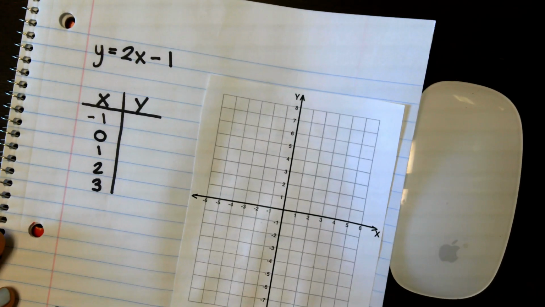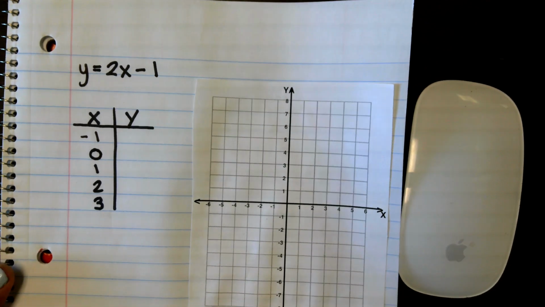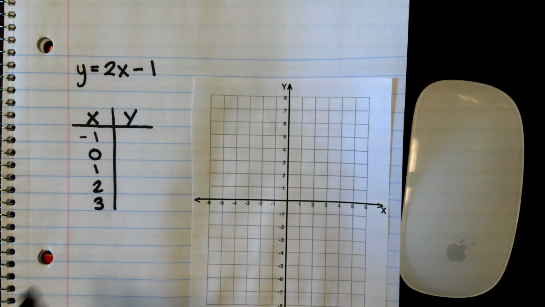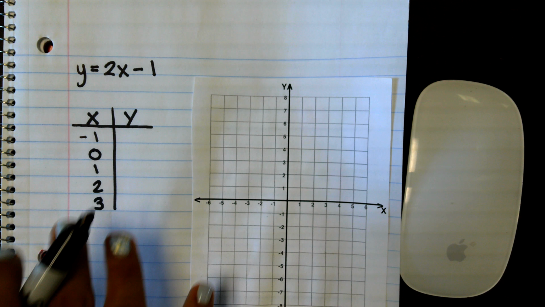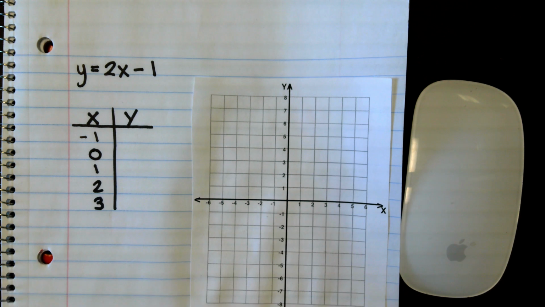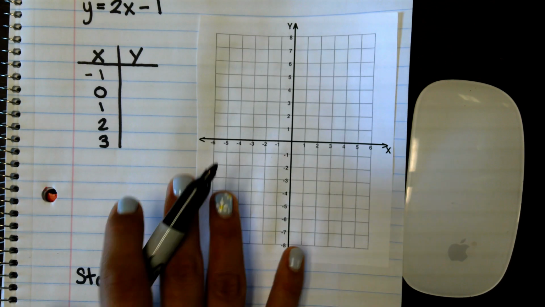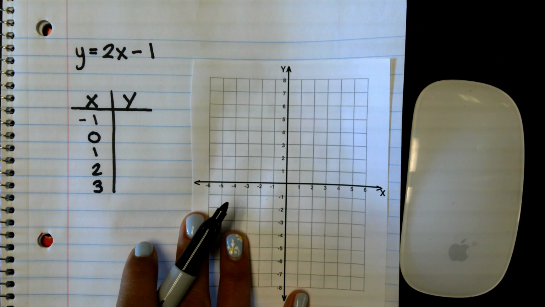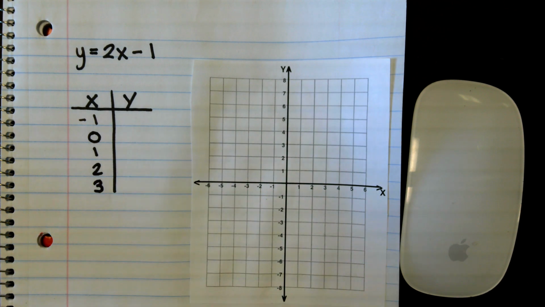So sometimes when you're dealing with multiple representations, you will start with an equation. You'll be given an equation, and then you get to create a table, graph, and a story that go along with that equation. The story is my favorite part because you get to be creative. So I'm going to start with my table.